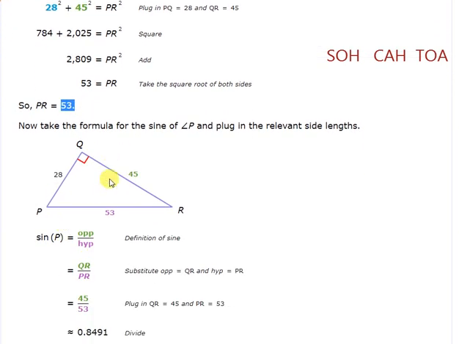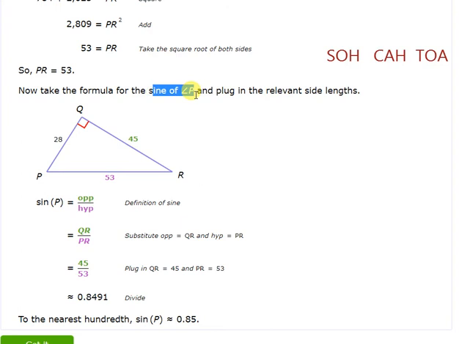Now you know all three sides, and now you can use the ratio which you want to find. Which ratio do you want to find? You need to find sine of P, which you can now easily find because you know the hypotenuse, right? Sine equals opposite over hypotenuse. So what is the opposite? According to angle P, this is angle P, and this is the opposite side. So this should be 45, and the hypotenuse of this triangle is 53. So just put in the values, and you can easily find the ratio: 0.8491.